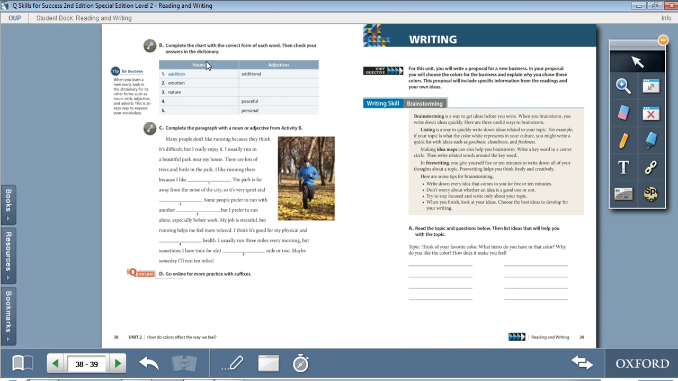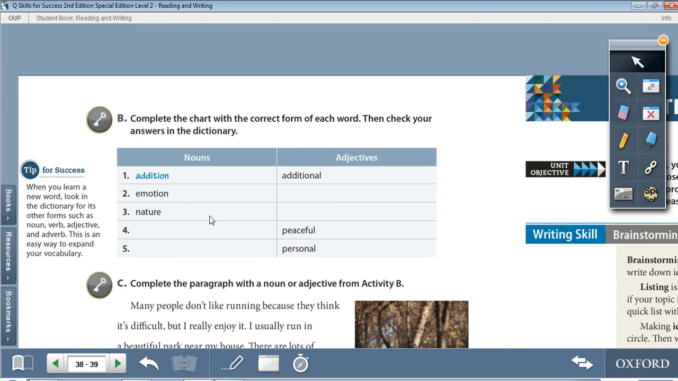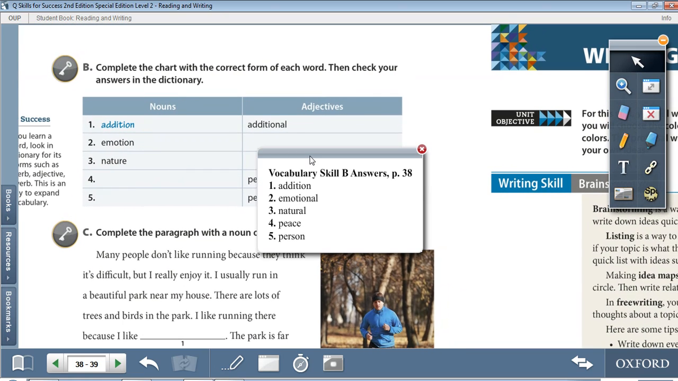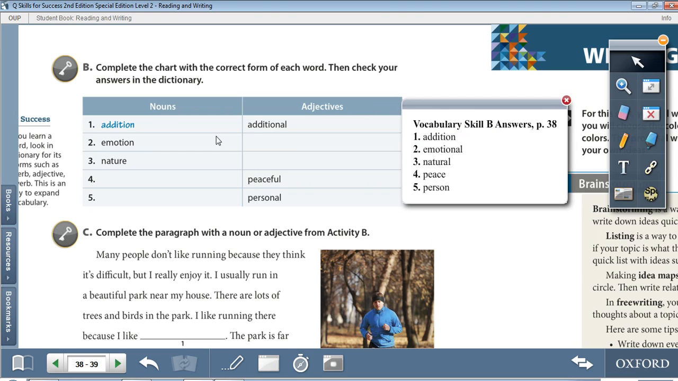Moving on to page 38. Complete the chart with the correct form of each word, then check your answers in the dictionary. Number 1. Addition, noun. The adjective form is additional. 2. Emotion, noun. Emotional, adjective. 3. Nature, noun. Natural, adjective. 4. Peace, noun. Peaceful, adjective.